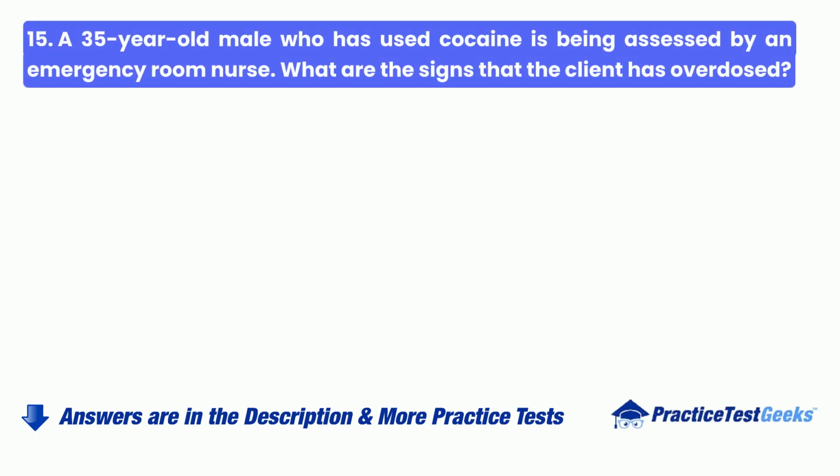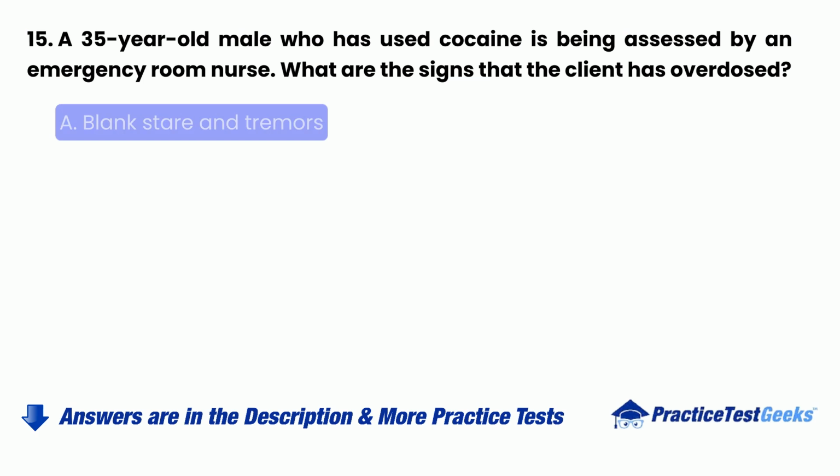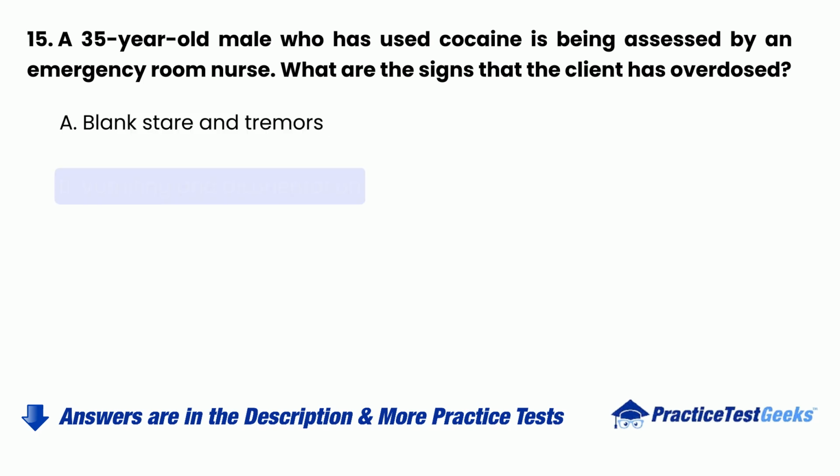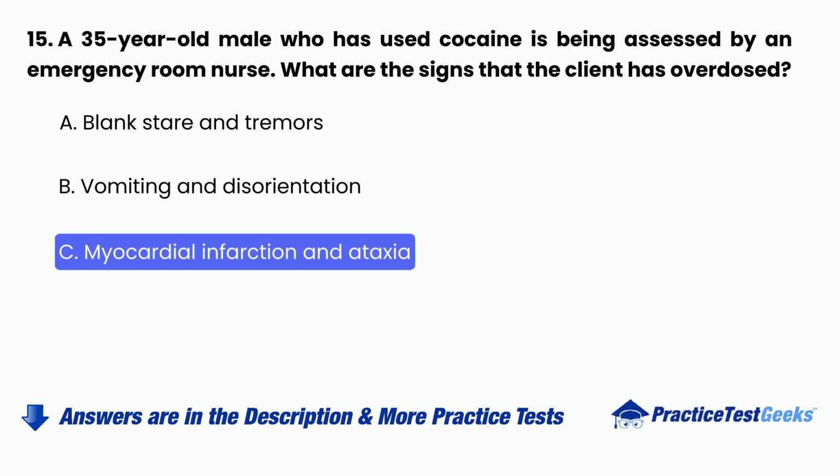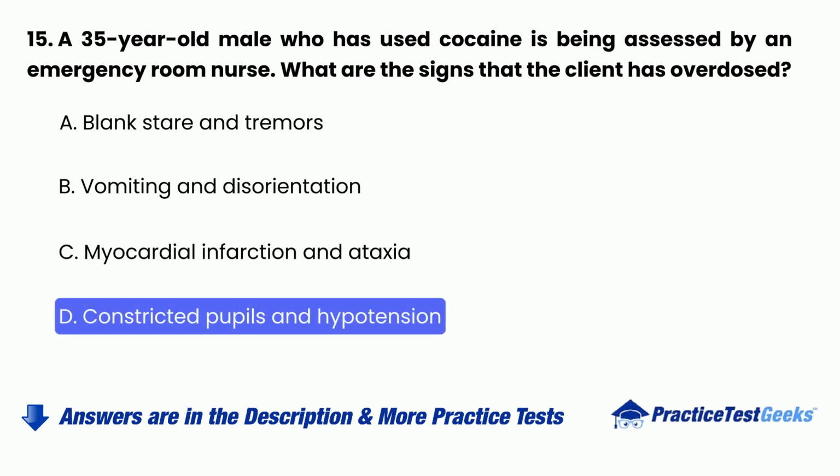15. A 35-year-old male who has used cocaine is being assessed by an emergency room nurse. What are the signs that the client has overdosed? A. Blank stare and tremors. B. Vomiting and disorientation. C. Myocardial infarction and ataxia. D. Constricted pupils and hypotension.